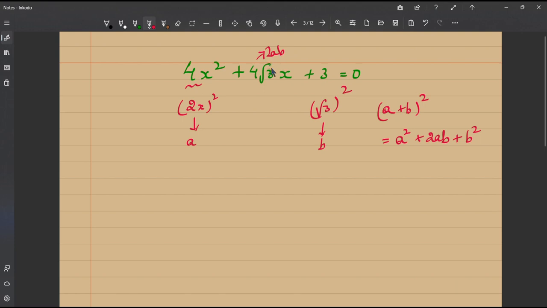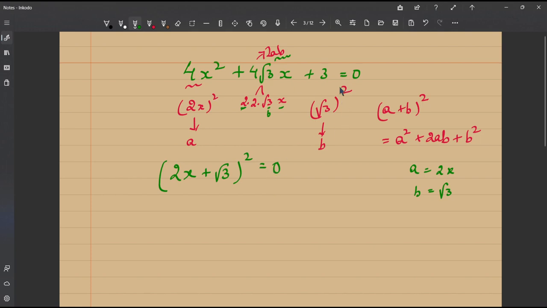In order to check it, let us split it: 4 root 3 x can be written as 2 multiplied by 2x into root 3, of which 2x stands for the a term, and root 3 stands for the b term. So, this is of course in the form 2ab, where a is equal to 2x and b is equal to root 3. So, this particular equation which has been given to us can be factorized as (2x plus root 3) the whole squared is equal to 0.